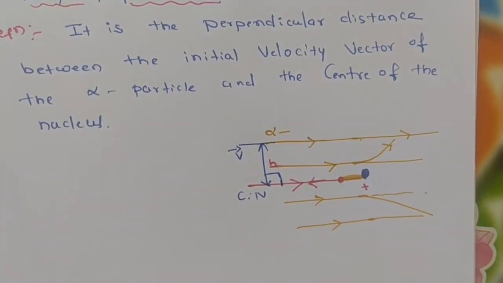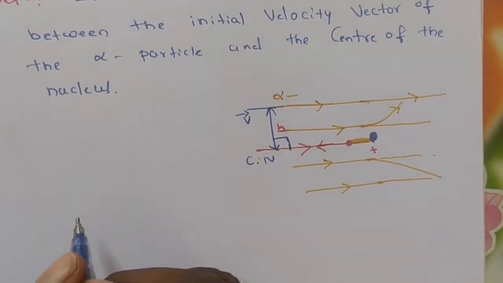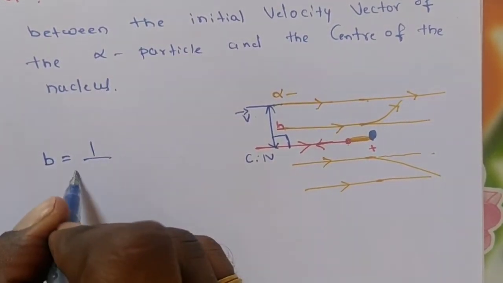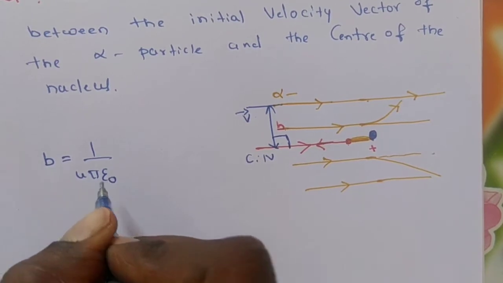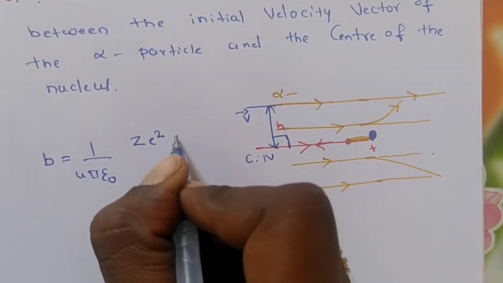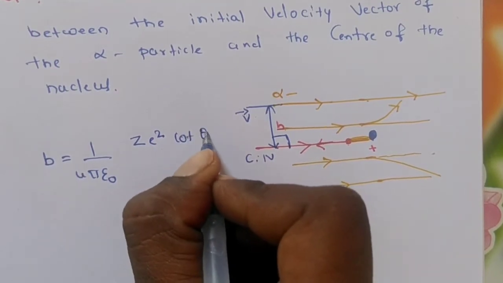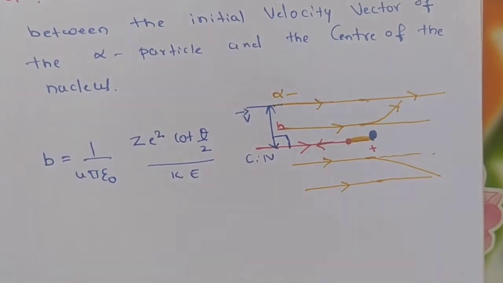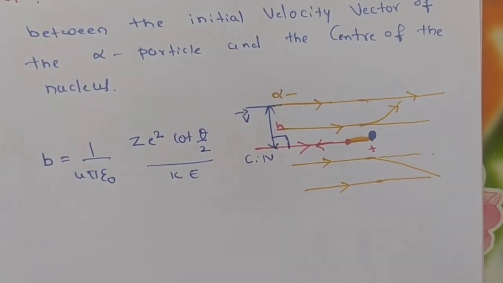Its expression: impact parameter b is equal to 1 divided by 4 pi epsilon naught, times Z e square cot theta by 2, divided by kinetic energy. This is the expression for the impact parameter.